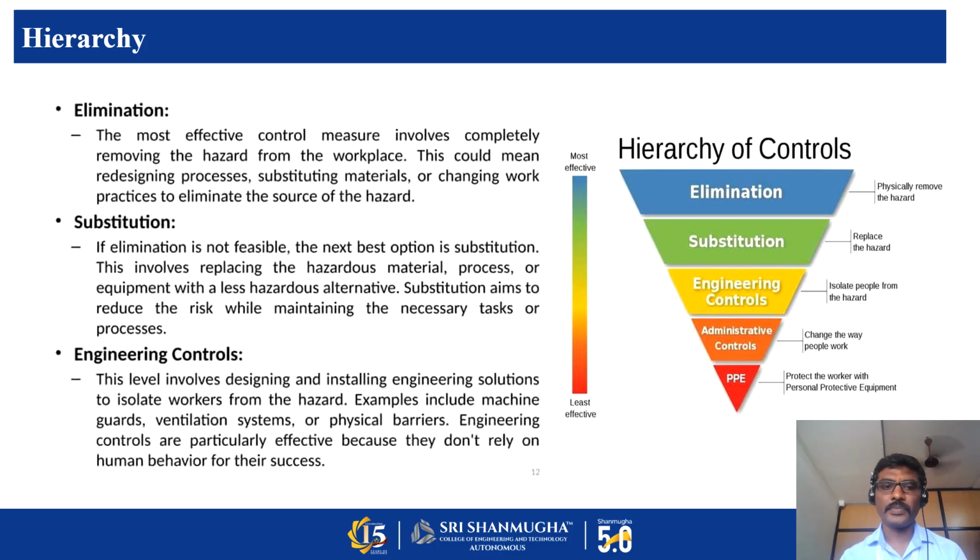Elimination. The most effective control measure is to completely remove the hazard from the workplace. This would mean redesigning the process. Substitution. If elimination is not feasible, the next best option is substitution. This involves replacing the hazardous material, process, or equipment with a less hazardous alternative. Engineering control. This level involves designing and installing engineering solutions to isolate workers from the hazards.